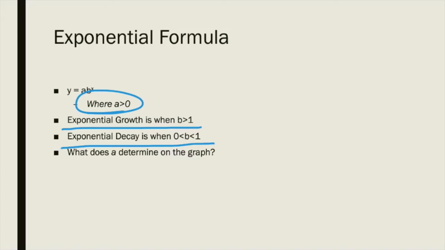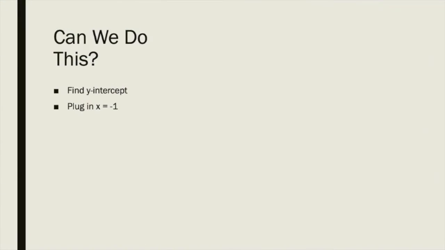What does a on the graph determine? Where it crosses the y-axis. Very good. All right. I'm going to suggest that when we graph it, this is not going to be very difficult. We're going to find the y-intercept. I'm going to suggest that you actually do a -1 to find your next values. If you remember, I suggested that we used 0 and 1 when we were doing growth. I'm suggesting that we use 0 and -1 to do decay.